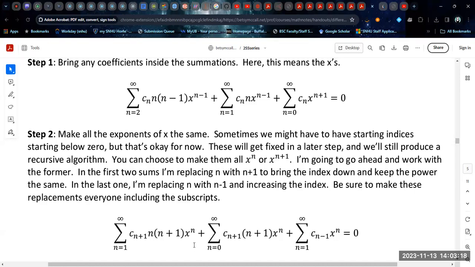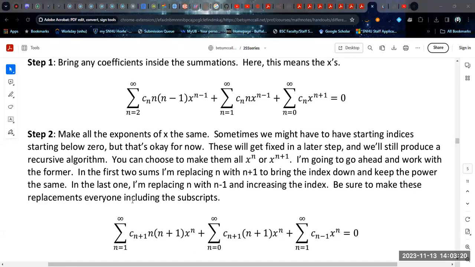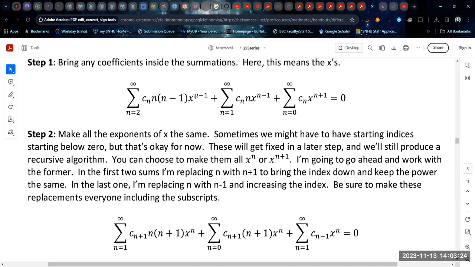And then this one, we're only going to bring down one starting value, because multiplying by x, I turn this into n minus 1. And so to make it x to the n, I only want to bring it down by 1. So this will be Cn plus 1. And then this one will become n, and the n will become n plus 1. And then this is our x to the n.